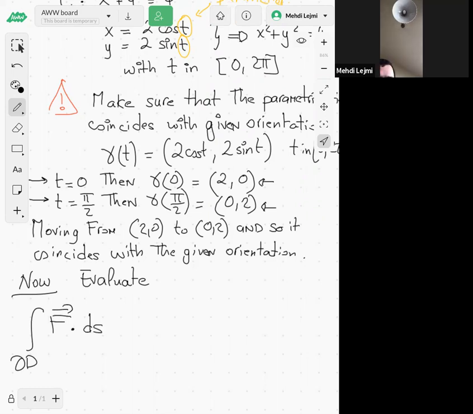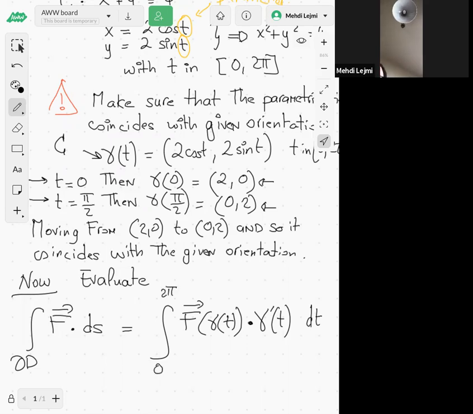So this would be equal to, just to remind you of the formula, f, the vector field f evaluated on this curve, on this boundary, gamma of t. This is a parameterization of my curve, this is my curve C here, scalar product with gamma prime of t dt. And t is in the interval 0 to pi.